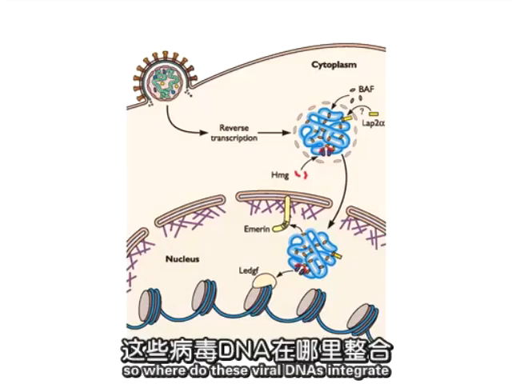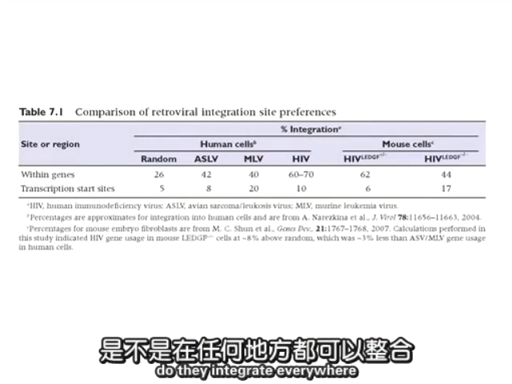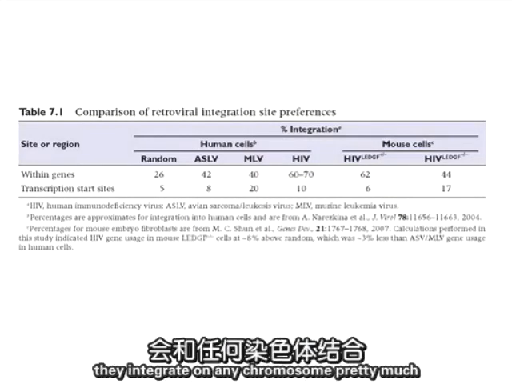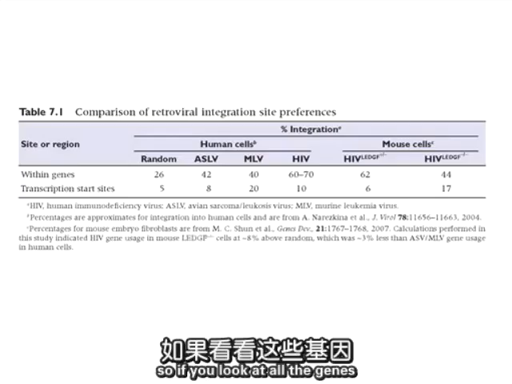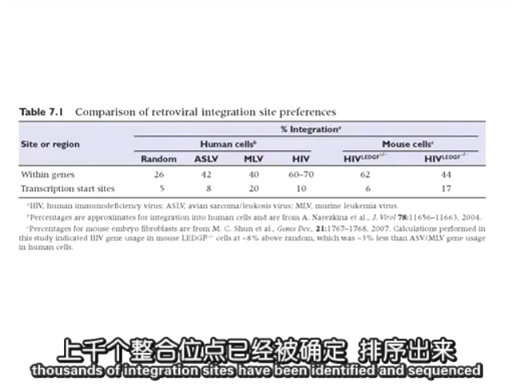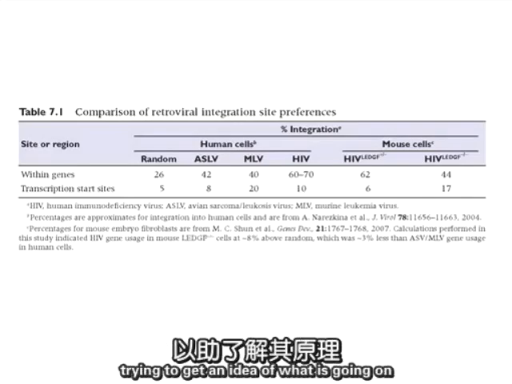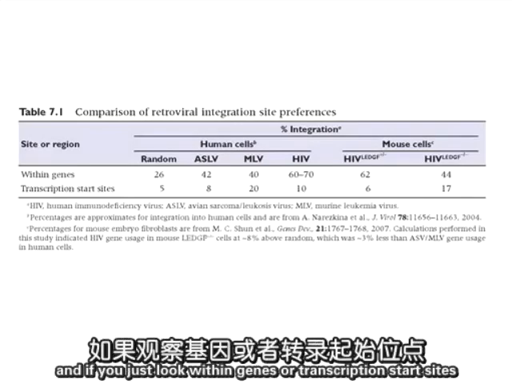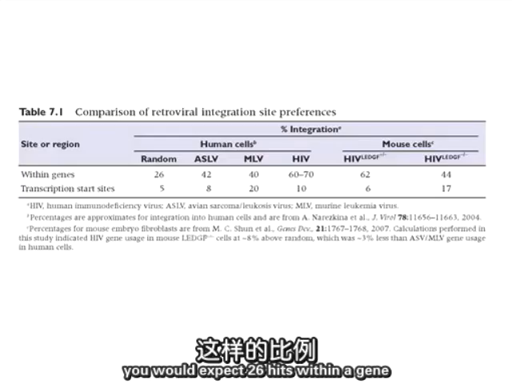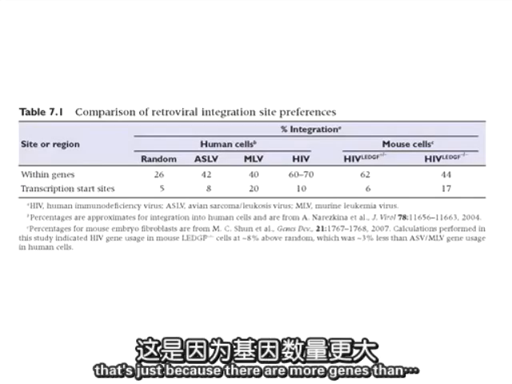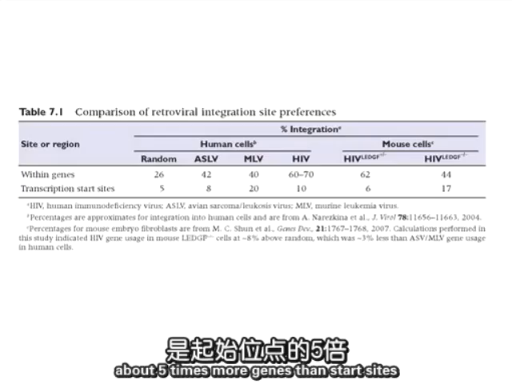So where do these viral DNAs integrate? Do they integrate everywhere? Well, they don't. There are preferences. They integrate on any chromosome pretty much, but depending on the virus, there are certain kinds of preferences. This has been studied in many labs. Thousands of integration sites have been identified and sequenced to try and get an idea of what's going on. And if you just look within genes or at transcription start sites, if you look randomly, say a random integration, this is the ratio you would expect, 26 hits within a gene and 5 within a start site. That's just because there are about 5 times more genes than start sites.